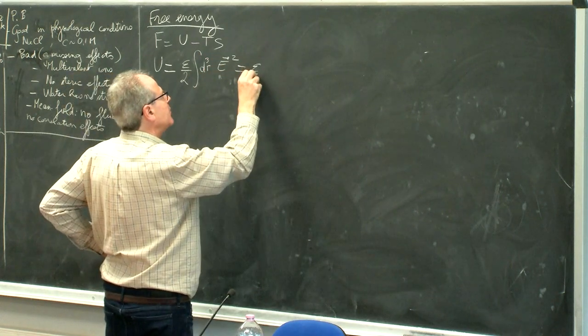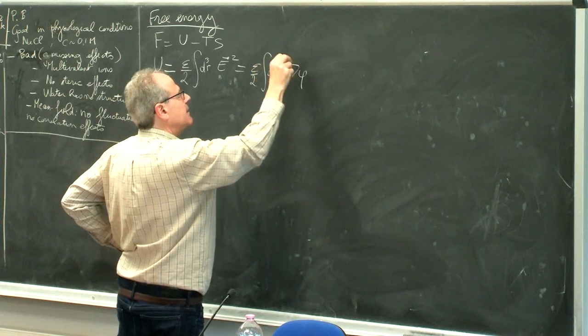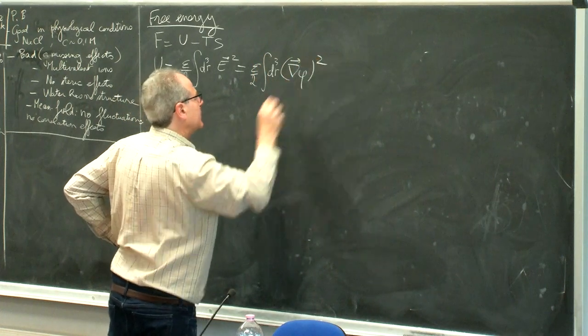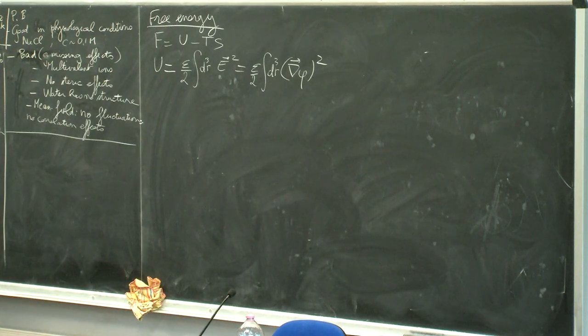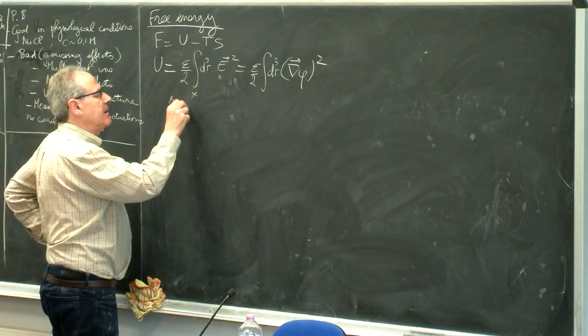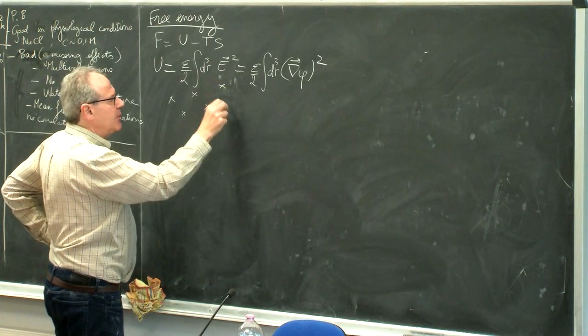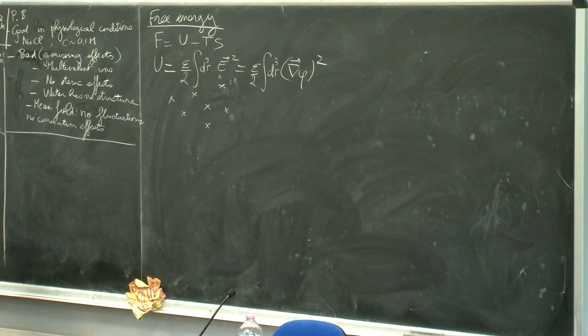So it's epsilon over 2 integral d3r of gradient phi square. That's the internal energy. Now, what is the entropy? I will use the standard phenomenological form for the entropy.